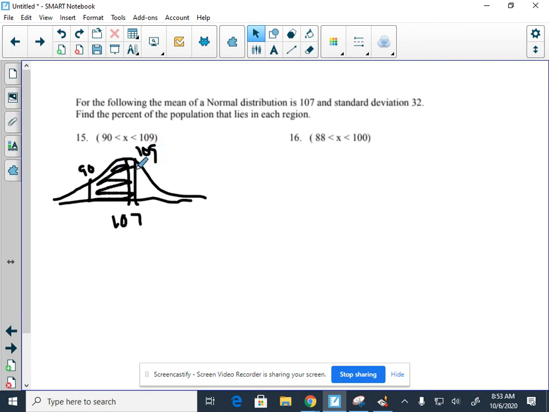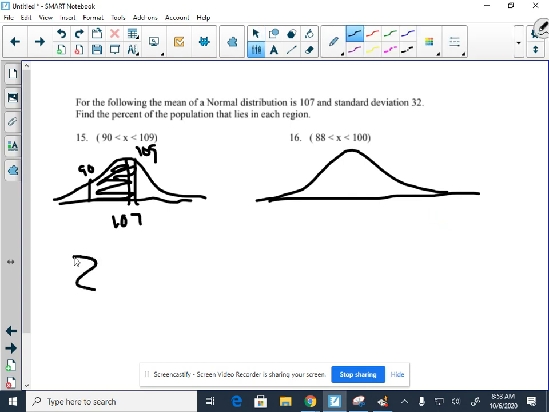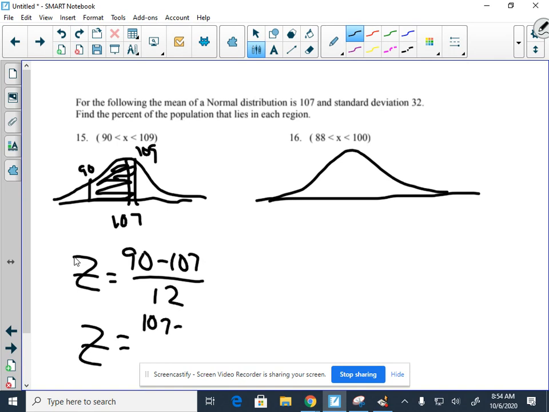That's the area. I'm going to do the z-scores on the board so I can write them a little faster. So I'm going to set this one up too. This one, I'll do it at the board. This one will have 2 z-scores. That'll be our lower bound. And this will be our upper bound. Whoops, that's 109.